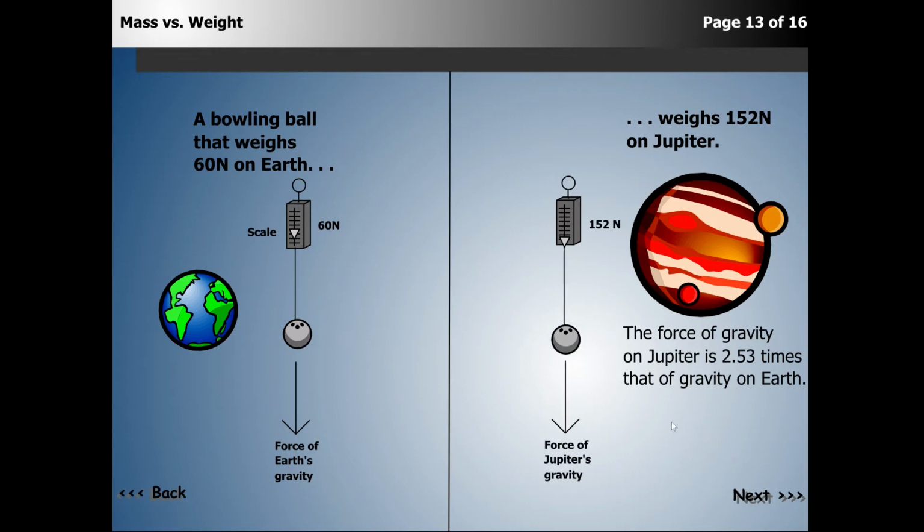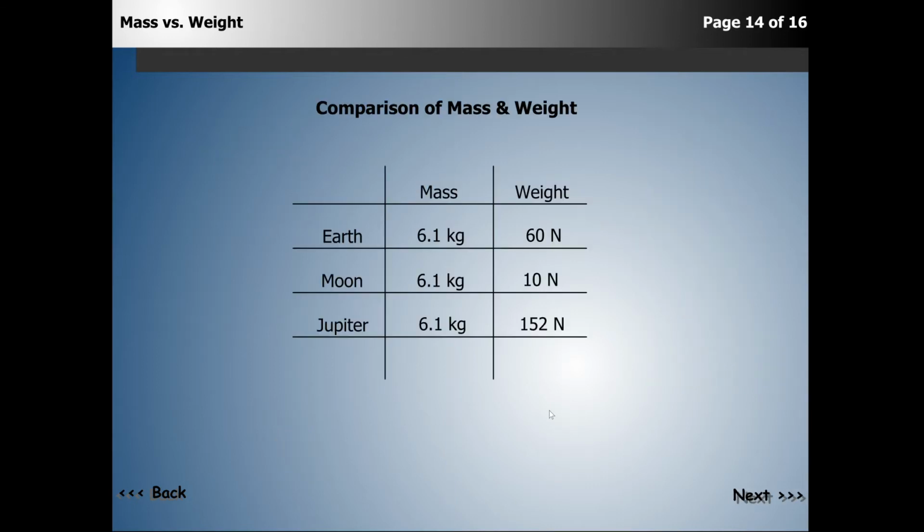Jupiter is 2.53 times that of gravity on Earth. Okay, so I weigh 2.53 times more on Jupiter than I do on Earth. Basically, that's what that's saying, because my mass is the same.